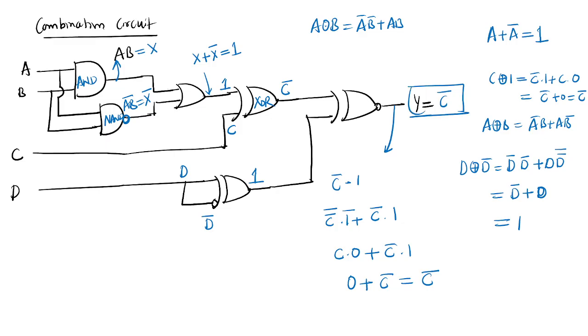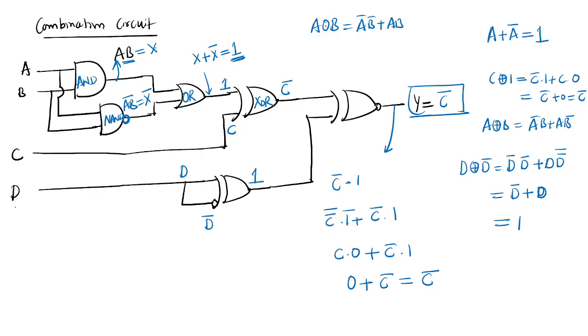You understood how I am doing? Yes, sir. Sir, can you explain once again? See here, this is the logic diagram. First, this one is AB, no? AB I am considering as X. This is a NAND gate, AB bar, which means X bar. So this is an OR gate, X plus X bar equals 1. And one more input is coming through this XOR gate, that is C.